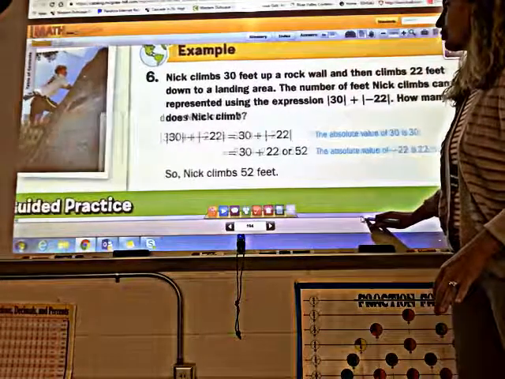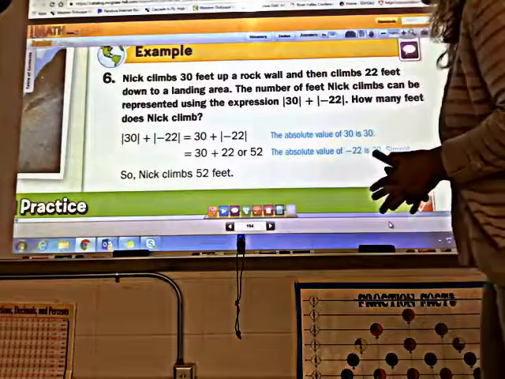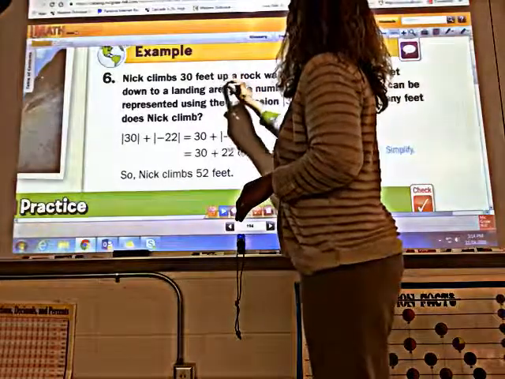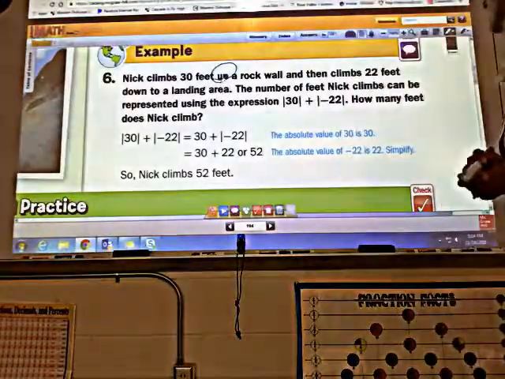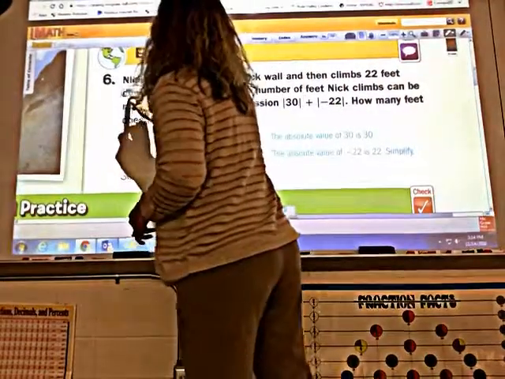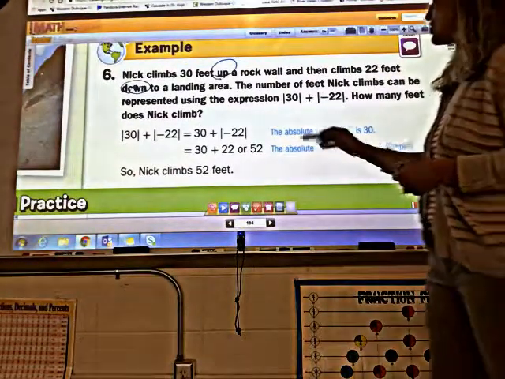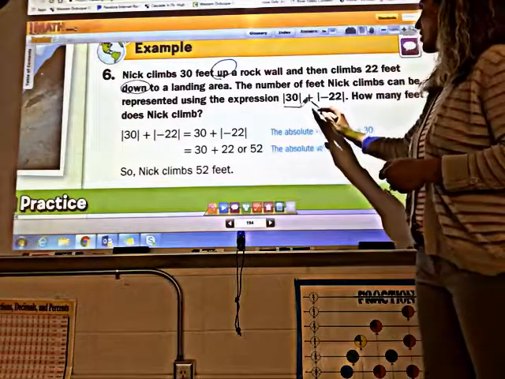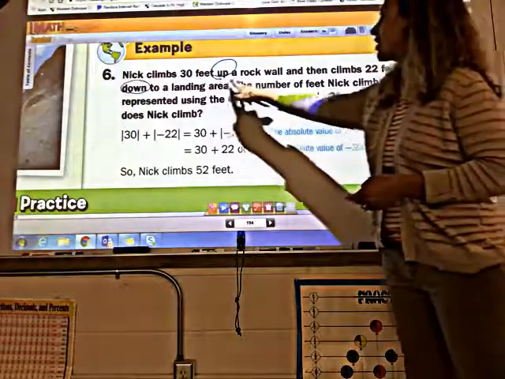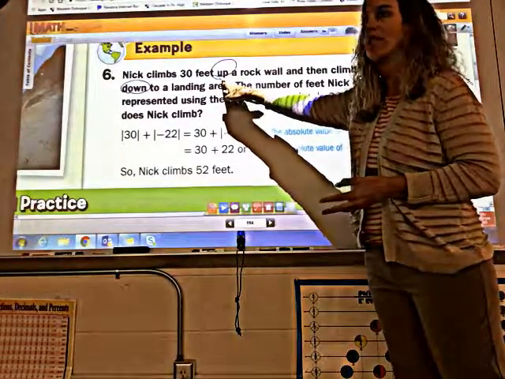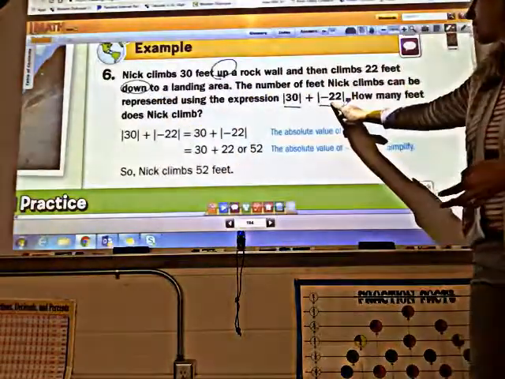Putting it into perspective or a real-world situation. Example 6, we'll take a look at this one together. Nick climbs 30 feet up a rock wall and then climbs 22 feet down to a landing area. The number of feet Nick climbs can be represented using the expression absolute value of 30 plus absolute value of -22. They have a positive 30 in here because they are going up 30, which would represent a positive number. They have a -22 in here because going down 22 feet would be a negative.